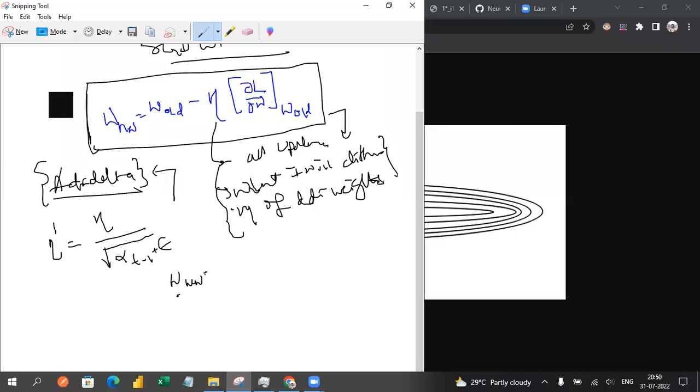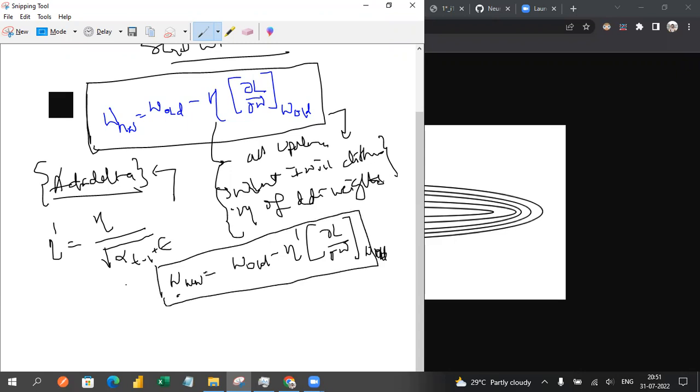W new is equal to W old minus eta times the derivative of dL by dW with respect to W old. So we are going to update this equation to get the new eta value for each and every weight. I will also tell you what exactly alpha t minus 1 is. Alpha t minus 1 is a gradient term. So we are just computing the gradients here itself.